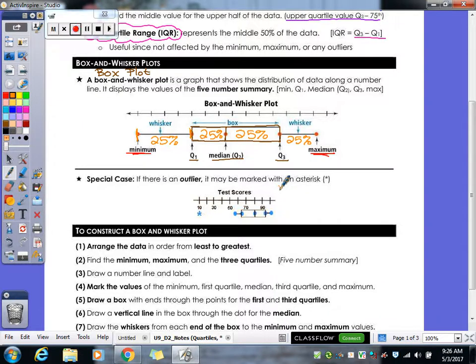Now we do have some special cases. If you have an outlier, a lot of times they will remove it from the data set but then mark it with a little star or asterisk when you make your box plot.